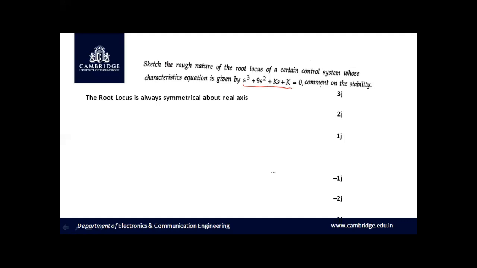Now the characteristic equation is given by 1 plus G(s)H(s) equal to 0. But there is a specific way to rewrite the given characteristic equation in such a form which can be compared with 1 plus G(s)H(s) equal to 0 to get the open loop transfer function G(s)H(s). So from this comparison, we have to represent the given characteristic equation in such a form that it resembles the form 1 plus G(s)H(s) equal to 0.